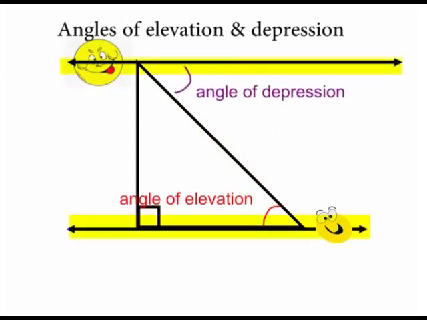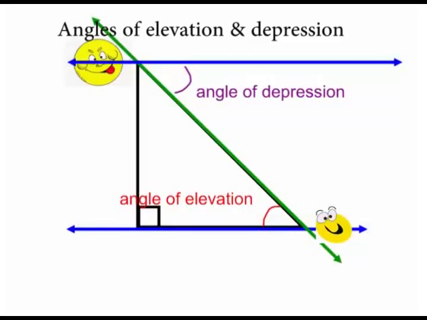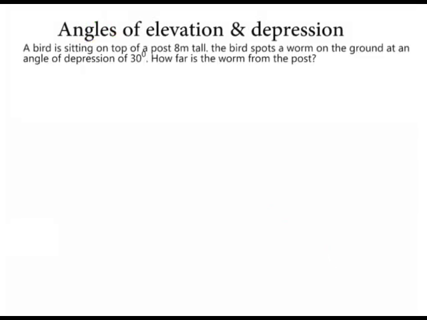And now we have two parallel lines and a transversal cutting across each line. It should be rather obvious really that the angle of depression is alternate to the angle of elevation, and so they are equal. Let's take an example. A bird is sitting on top of a post that is 8 meters tall. The bird spots a worm on the ground at an angle of depression of 30 degrees. That bird is a genius. How far is the worm from the base of the signpost?